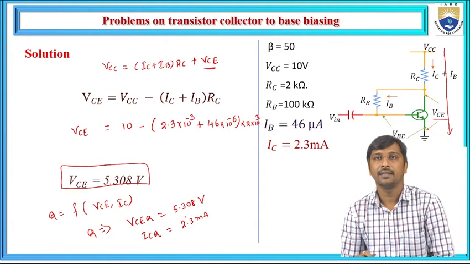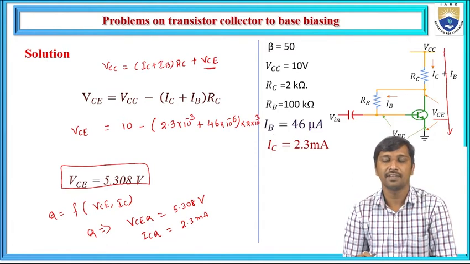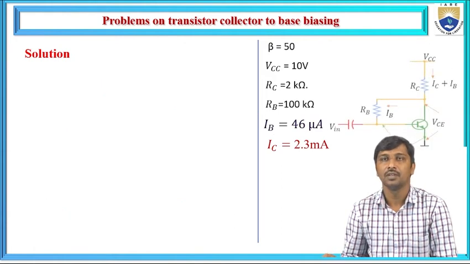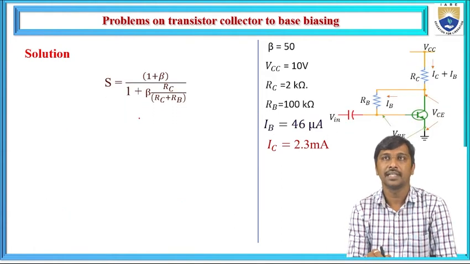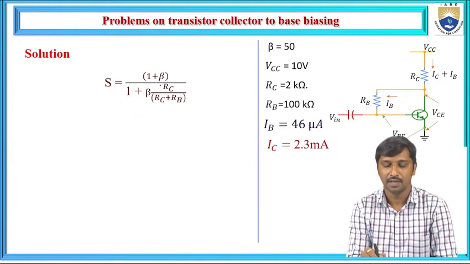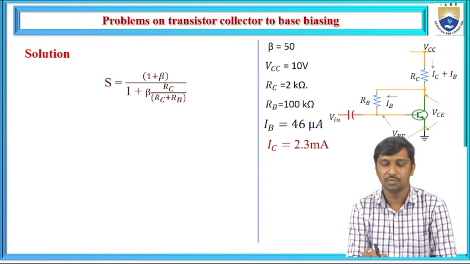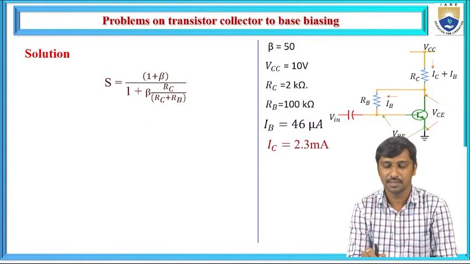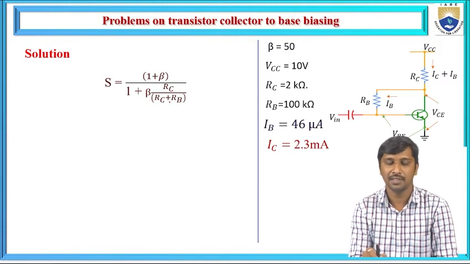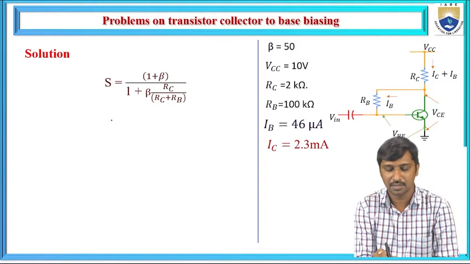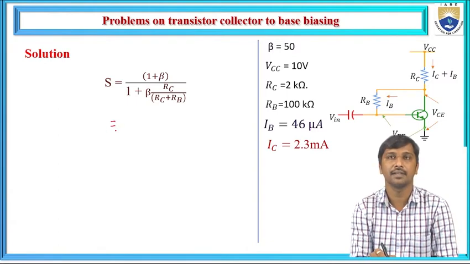Then in the problem, they are asking us to calculate the stability factor of the collector to base bias. We know that for the collector to base biasing configuration, the stability factor is defined as (1 plus beta) divided by (1 plus beta times RC by (RC plus RB)). Let us observe the given parameters. Beta is known, and RC and RB are also known. Hence, we can substitute these parameters to find the stability factor.